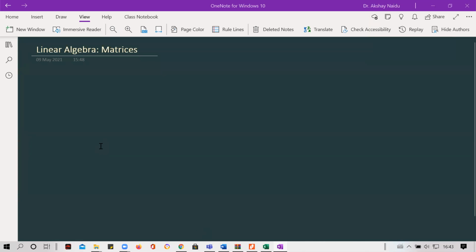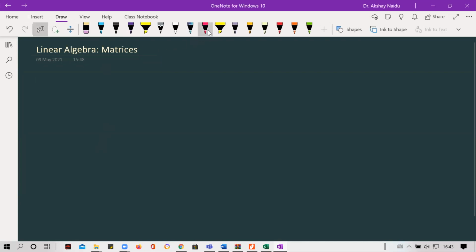So linear algebra. Now, why is linear algebra given so much importance, and what is linear algebra? Linear algebra has to deal with the study of linear equations. It basically deals with the methods of solving linear equations.